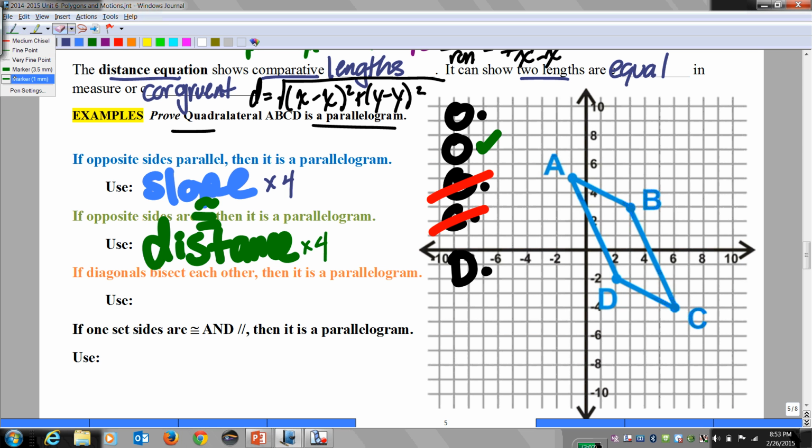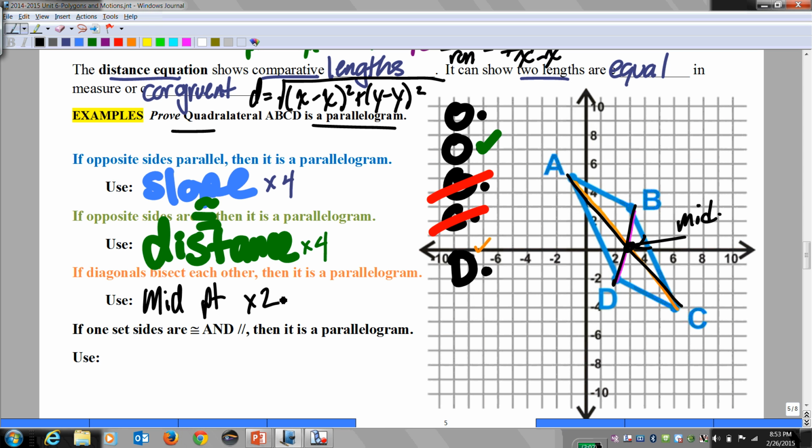This last one, if I wanted to show it's a parallelogram by the diagonals bisecting, I need to draw on the diagonals here, like AC and DB. And if I want to show that is the midpoint going both ways, I'd find the midpoint of AC, the midpoint of BD, so I would use midpoint for the diagonals, and I only have to do that 2 times. And I get the midpoint the same going both ways.